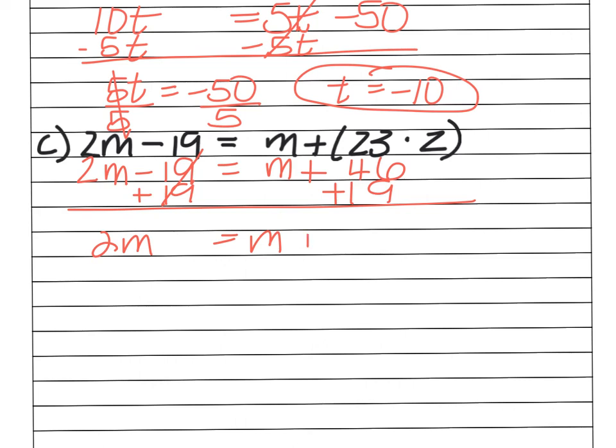equals 65. I subtract m from both sides. 2m minus m is just m, so m equals 65.